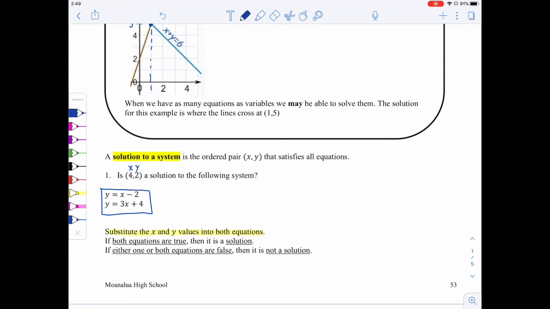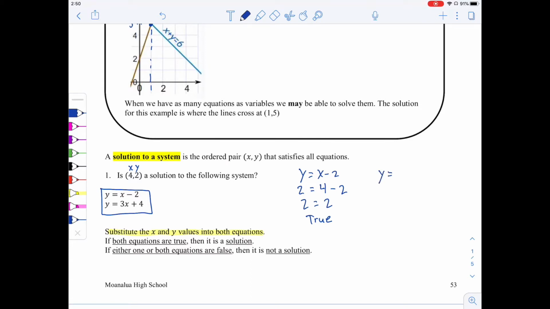So first one, y equals x minus 2. Let's list that out. Our x value is 4, our y is 2, so we put 2 there. X value is 4 minus 4, so we get 2 equals 2, so this is true for the first one.